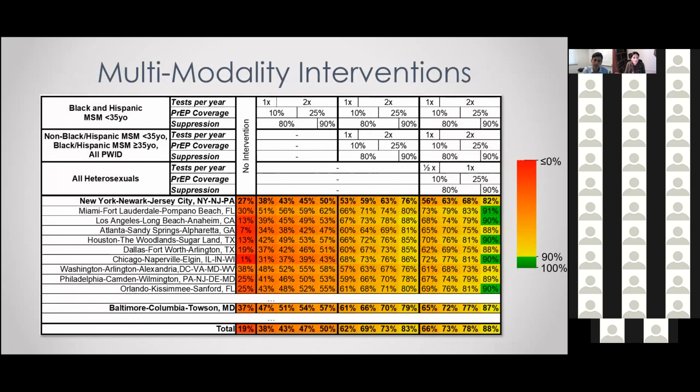So here are some interventions that are more intensive, doing a lot of things at once, right? And so broadly speaking, this set of 4 here is interventions that are just targeted to the young Black and Hispanic MSM risk group.